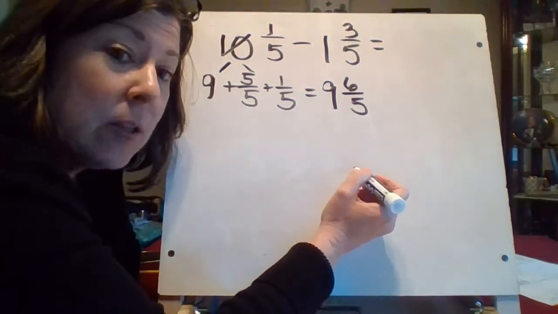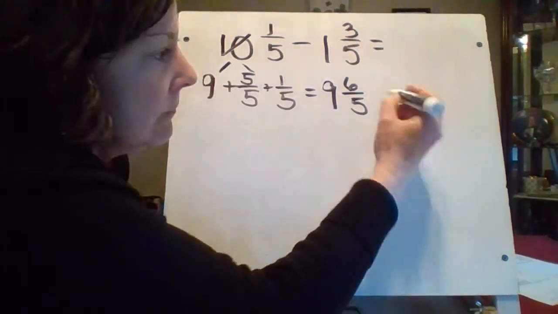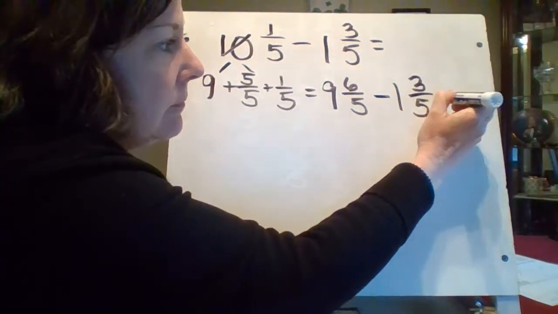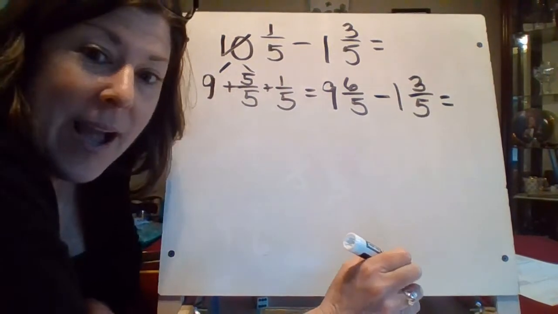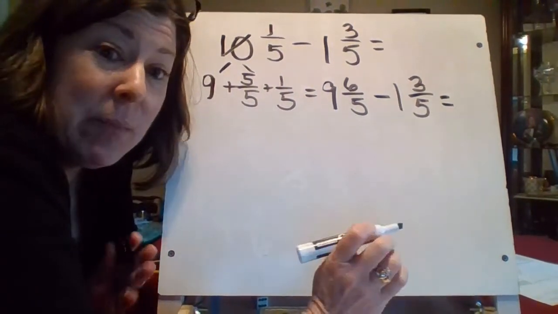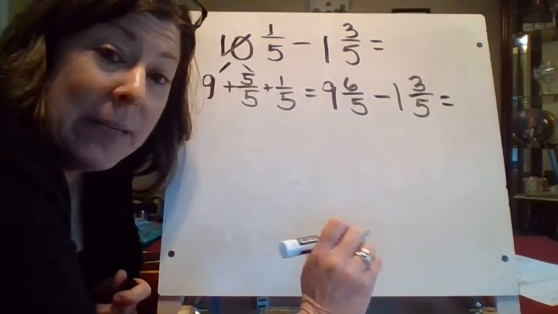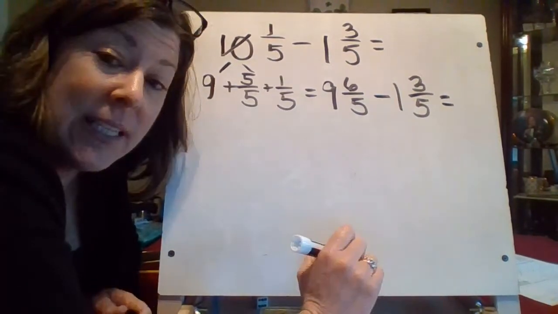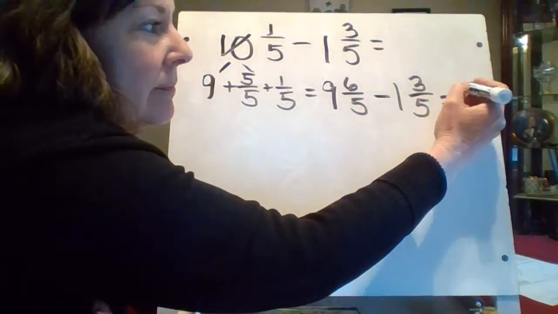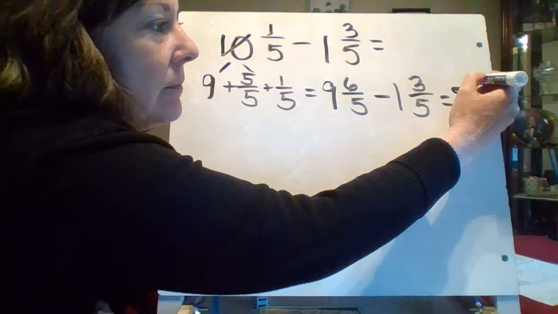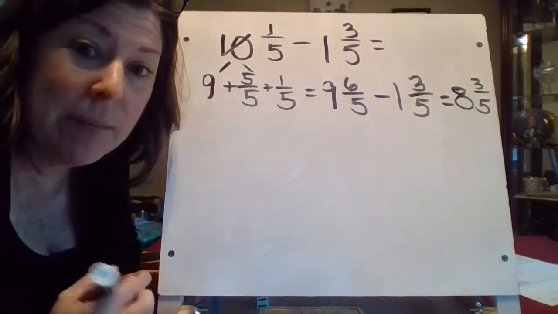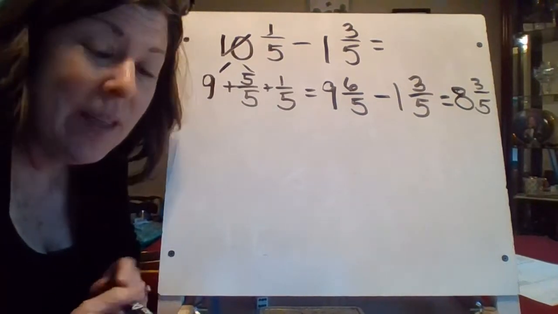Now I'm going to subtract the 1 and 3/5. I have enough fifths that I can subtract. So now I can simply subtract my whole numbers and my fractions. 9 minus 1 is 8. 6/5 minus 3/5 is 3/5. And you get the same exact answer.